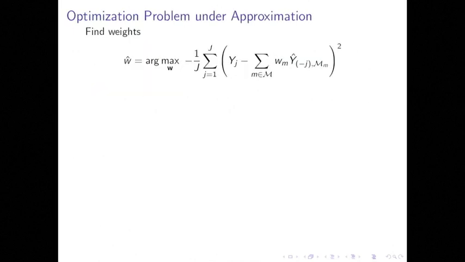Okay, so now we can formulate this as an optimization problem. Under that approximation, we've got our left-out data. In this case, I'll just use a single observation. So our goal now is just to try to find the weights that will allow us to create this ensemble of models for the prediction.